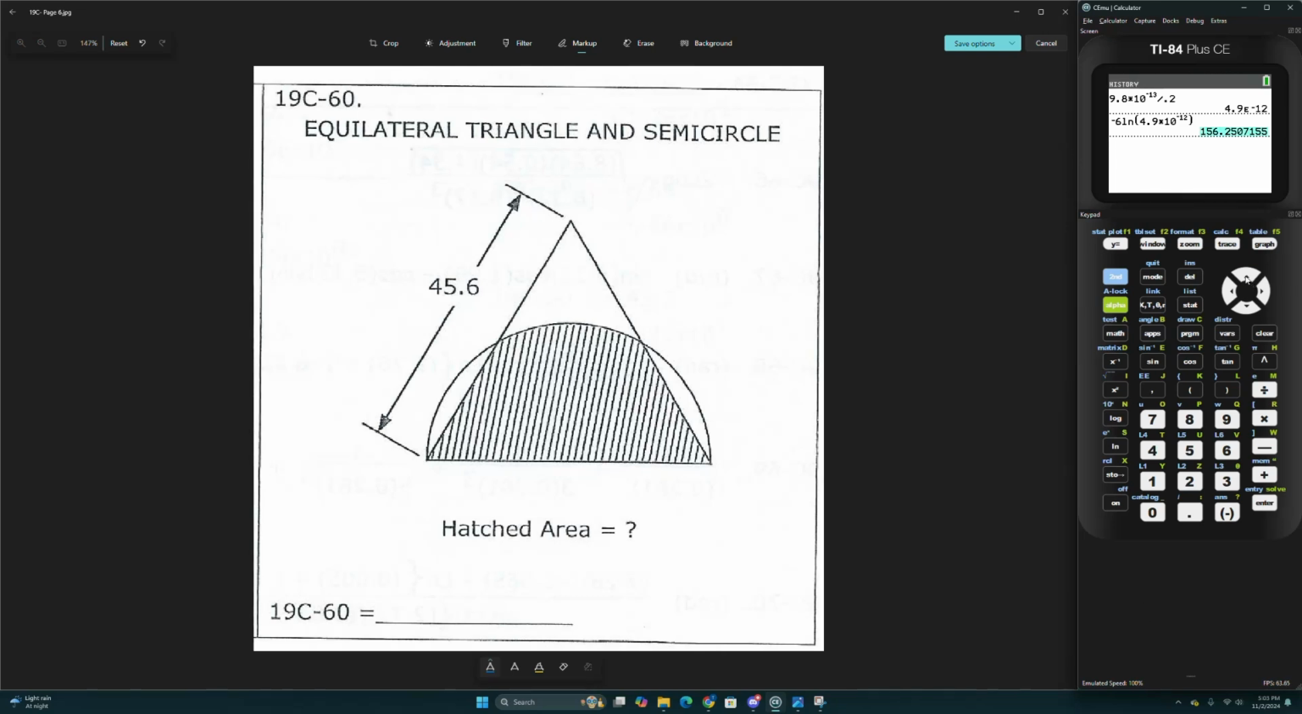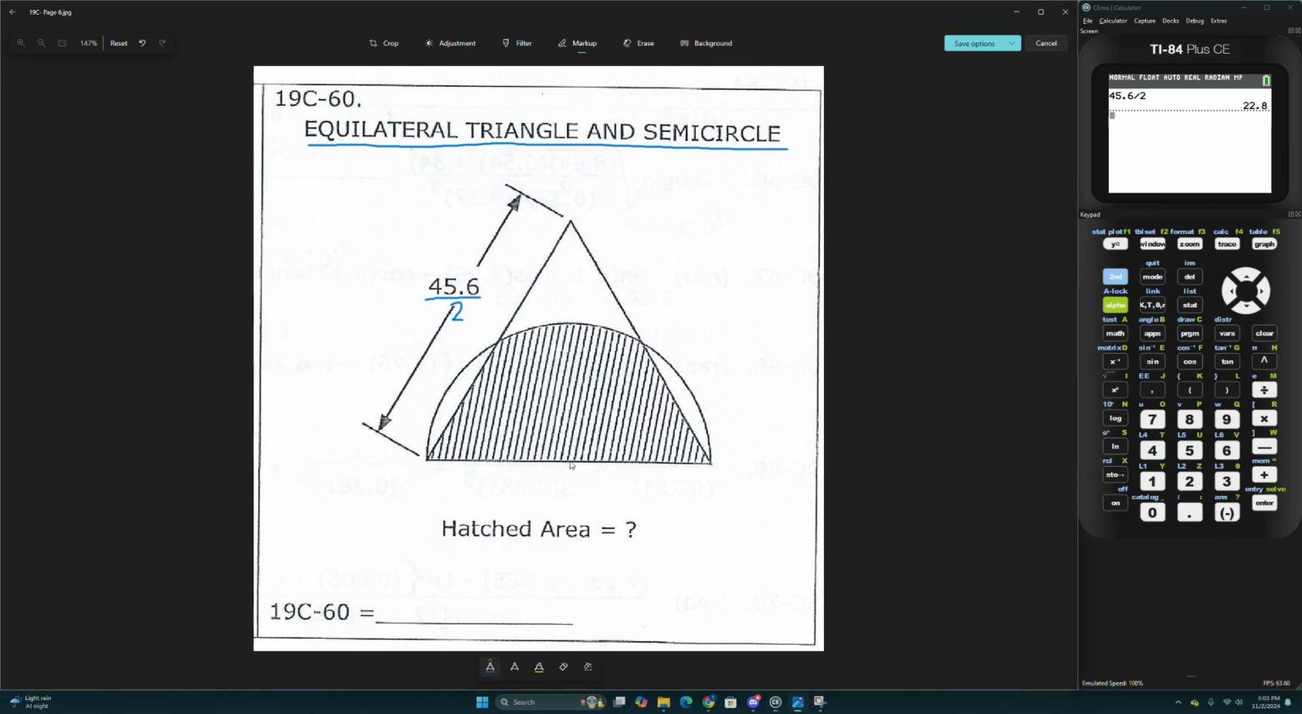Okay, so here we have a fun problem, I would say. We're given an equilateral triangle with a semicircle. And the semicircle has a radius that is the same as the side length of the equilateral triangle. So we know that the radius of this would be 45.6 divided by 2, which would be 22.8.